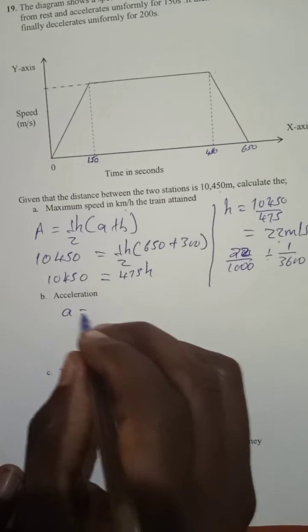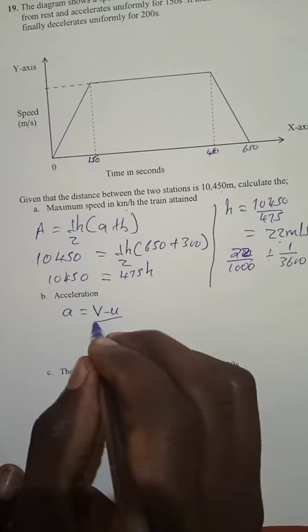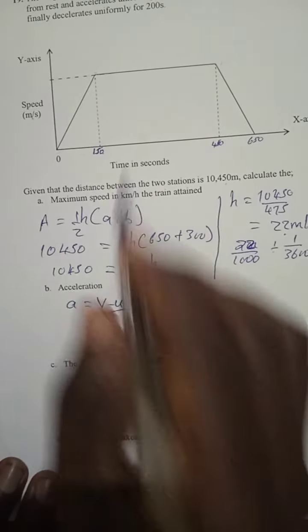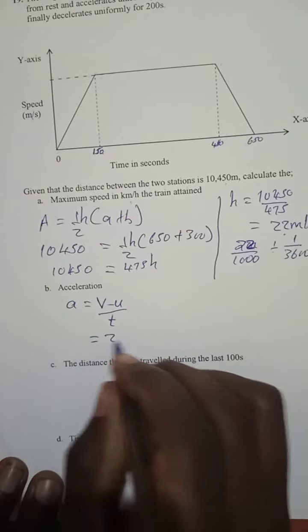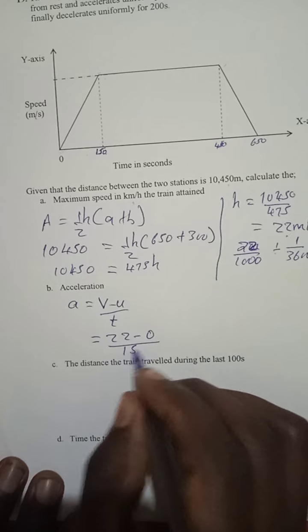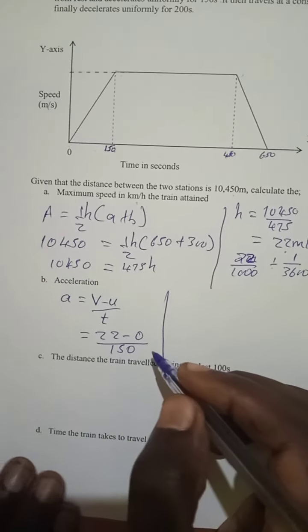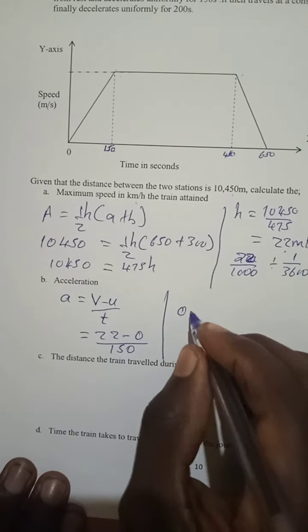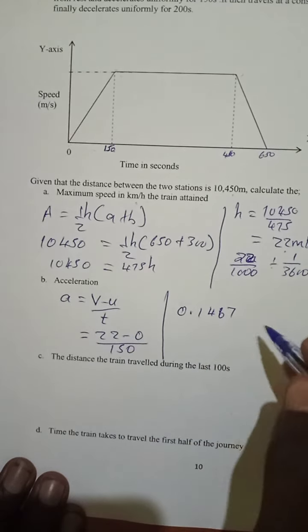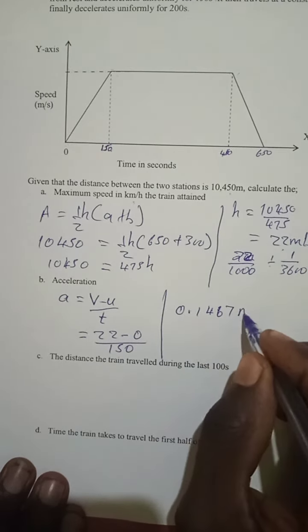So acceleration is given as final velocity minus initial velocity over time taken for the change in velocity. Here the final velocity is found to be 22. So 22 minus the initial velocity, which is 0, divided by the time taken, which is 150. Using your calculator, that gives 0.1466 recurring, which can be written as 0.1467 meters per square second.